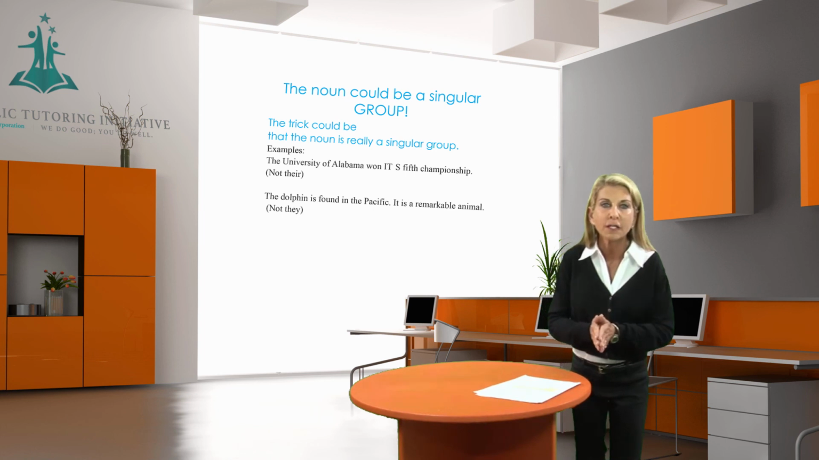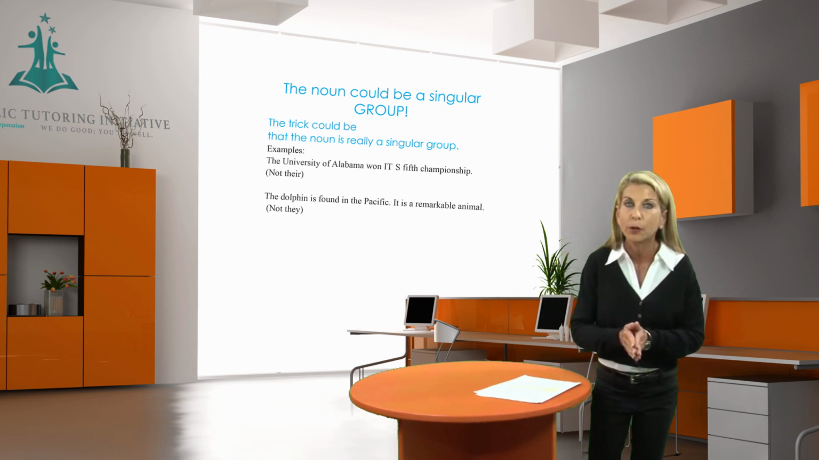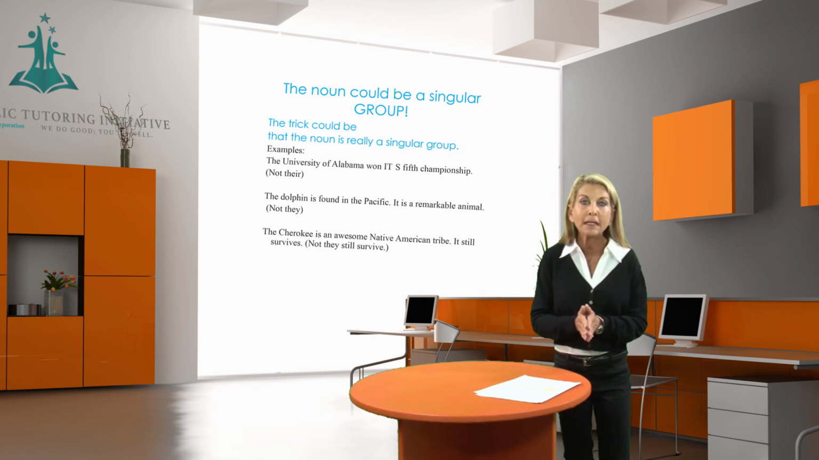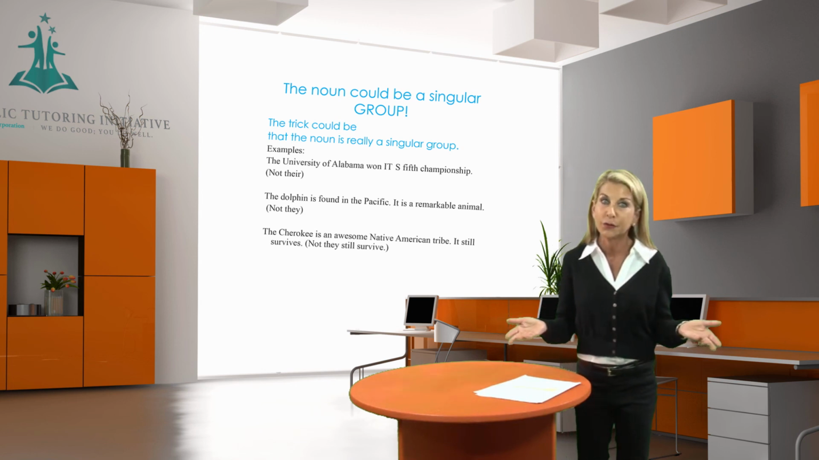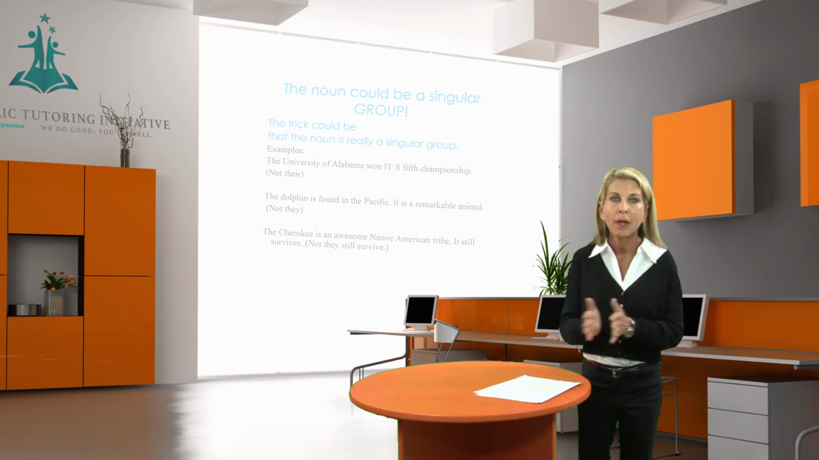Or here's another example. The dolphin is found in the Pacific. Okay, it is a remarkable animal, not they. Okay, here's another one. The Cherokee is an awesome Native American tribe. It still survives, not they still survive. Okay, it's written English, guys, not spoken English. You got to learn it.